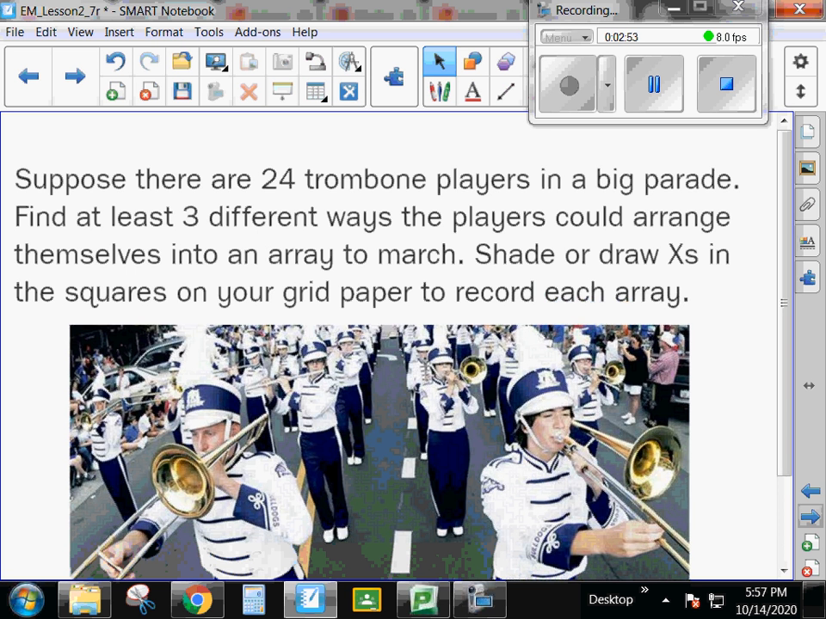All right, so here's the problem. It says, suppose there are 24 trombone players in a big parade. I want you to find at least 3 different ways the players could arrange themselves into arrays to march. So you're going to shade or draw X's to represent these arrays. Okay, so you got 24 trombone players. Now, guys, you're not just putting them all over the field, all willy-nilly. You're putting them into arrays. You're putting them into rows and columns. Okay, I want you to pause the video, and I want you to come up with at least 3 different ways that you could arrange those trombone players. Go ahead.